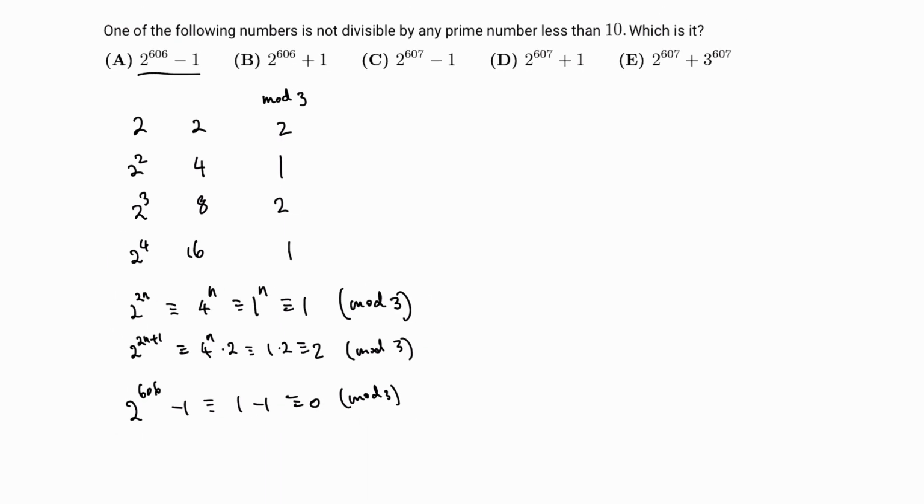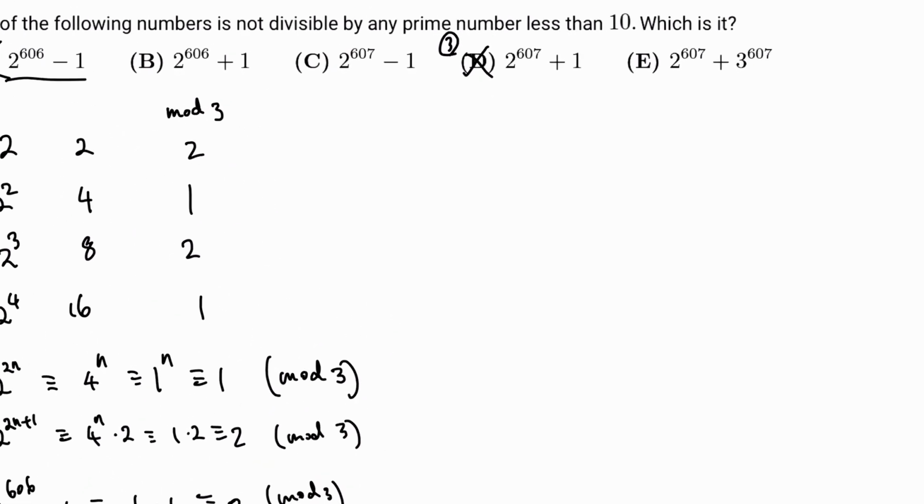And similarly, we can eliminate answer choice D, because 2 to the 607 plus 1 is just going to be 2 plus 1. 2 plus 1 is also divisible by 3. So both of these are divisible by 3, so they can be canceled out or eliminated.